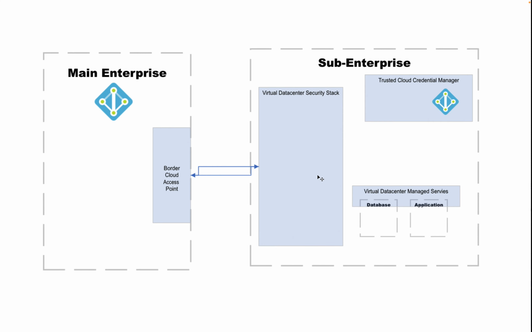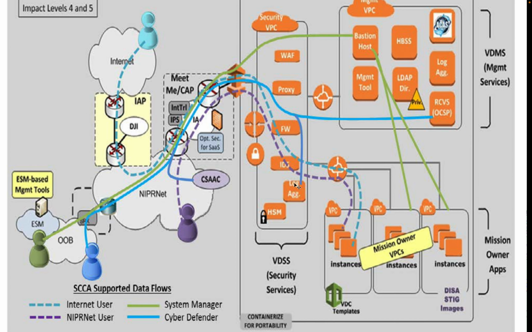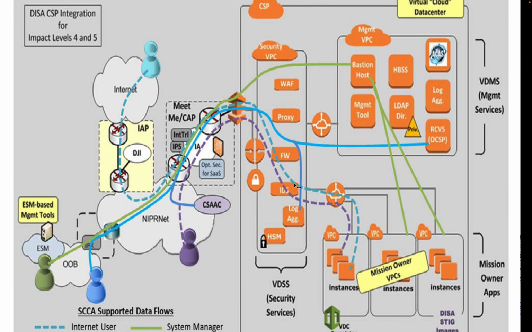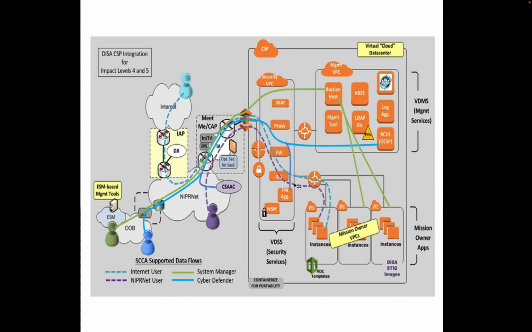So this is a very quick overview. Remember these three boxes: the virtual data center security stack, the VDSS, trusted cloud credential manager, and the virtual data center managed service. And this is your border cloud access point, because you need an access point for your sub-enterprise to talk to the main enterprise.